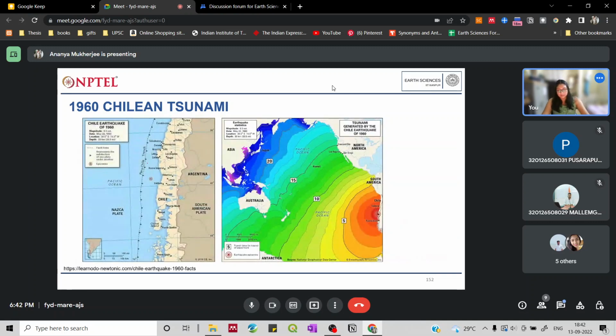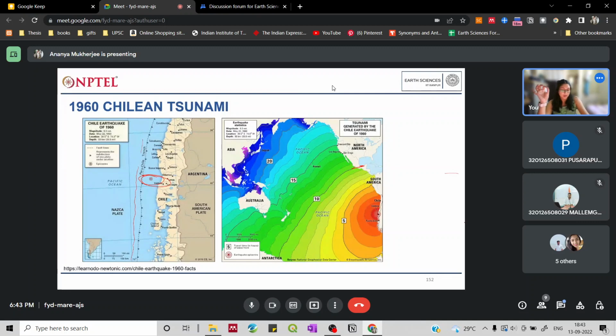Now you see that this line is the entire area where the two plates are in contact with each other and the subduction keeps happening. So this is a large area. But the earthquake that we are talking about has its epicenter here, so the focus is going to be vertically downwards. This is the epicenter of the Chilean tsunami earthquake.